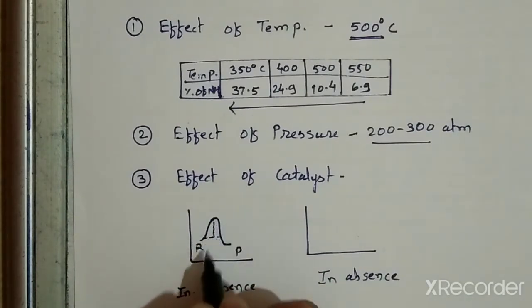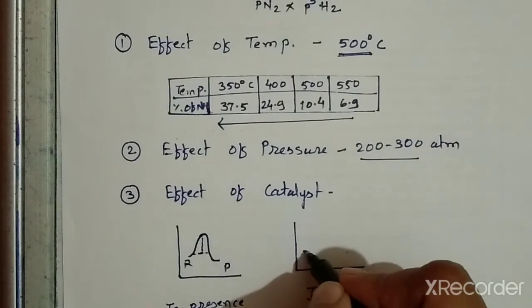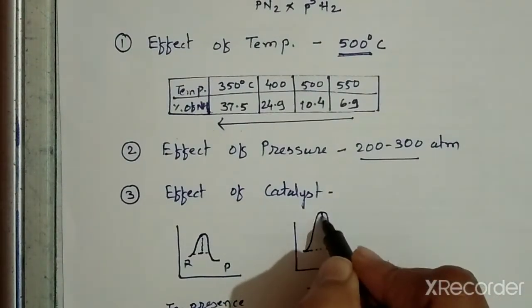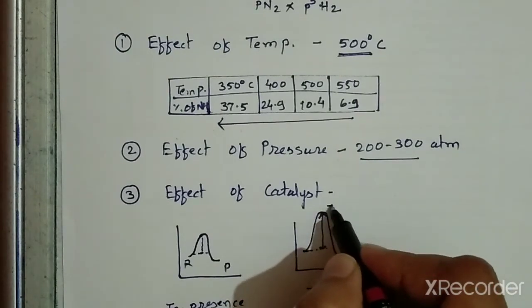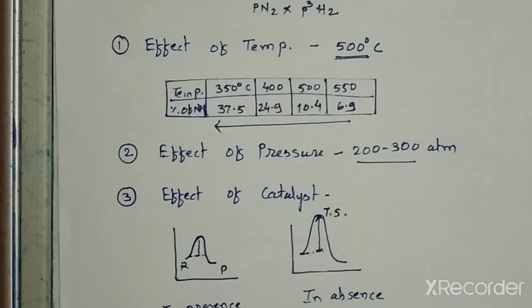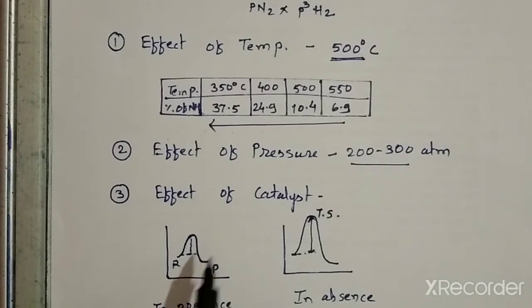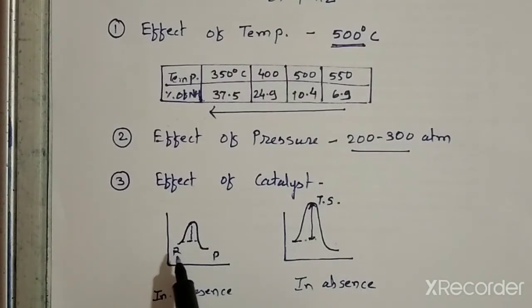and this is the activation energy. In the presence of catalyst, the activation energy is minimum. In the absence of catalyst, the activation energy is maximum. Means the reactant needs more time to activate and reach the transition state, and this is the only difference when the catalyst is present. Hence in the presence of catalyst, the reaction requires less time and we get the reaction at a faster rate.